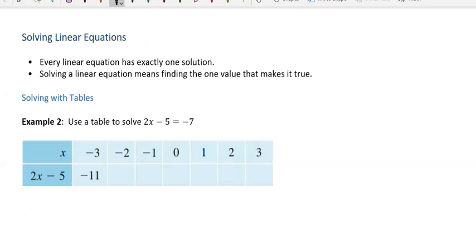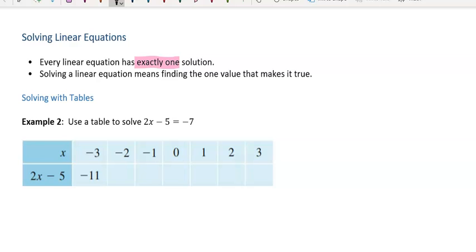Okay, so the next thing we're going to talk about is solving linear equations. The first topic within that is solving with tables. First, let's talk about the fact that every linear equation has exactly one solution. Exactly one. Okay? So that's pretty important to understand. Solving a linear equation means finding that one value that makes the equation true. Okay, so the first topic under this is solving with tables.